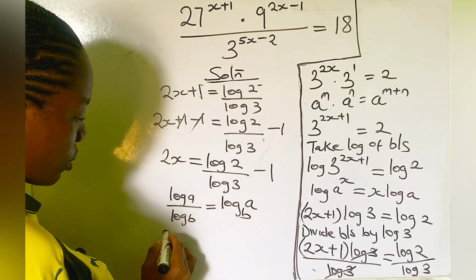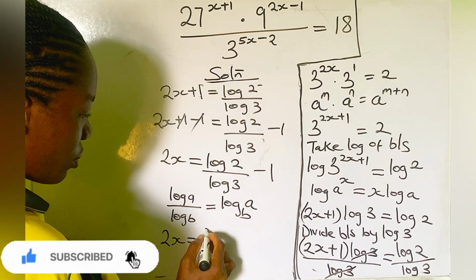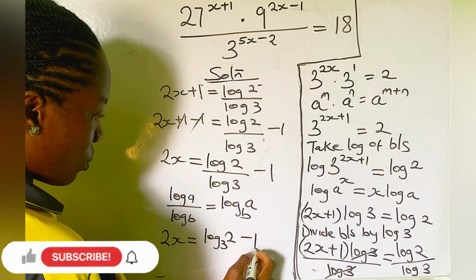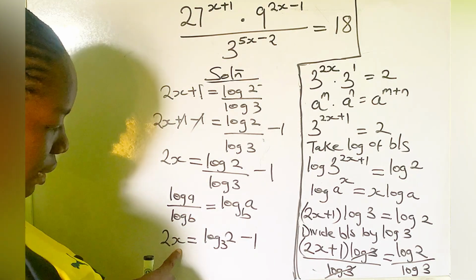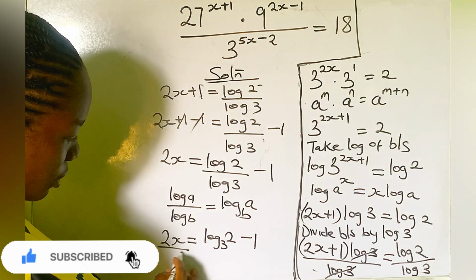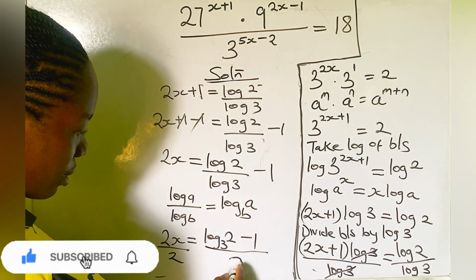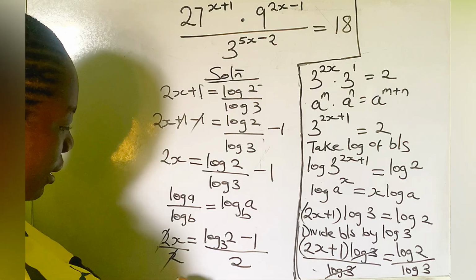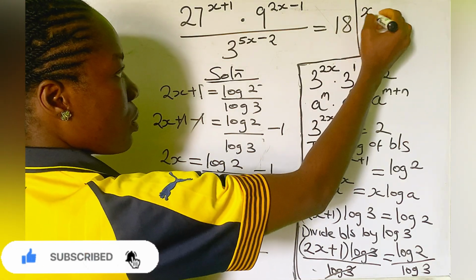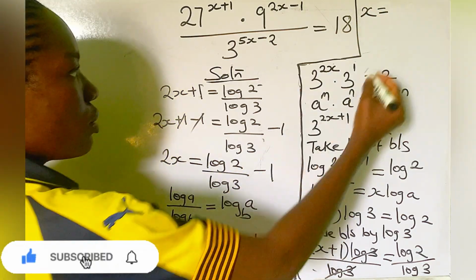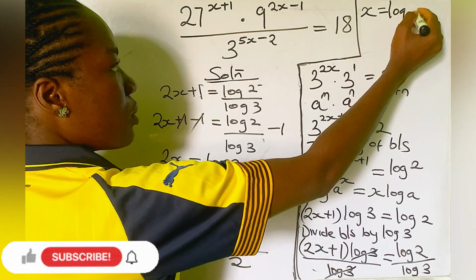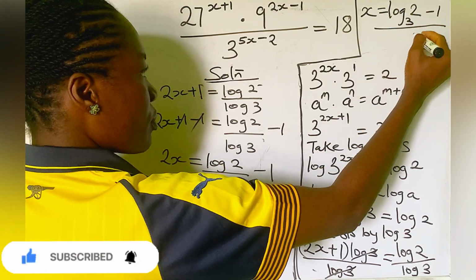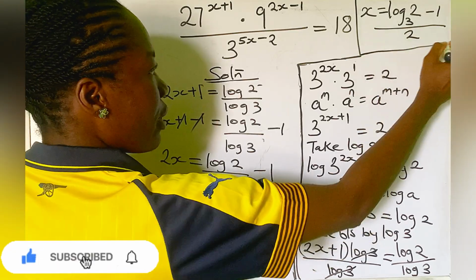So here it becomes 2x is equal to log 2 base 3 minus 1. We are looking for x, so let's divide both sides by 2. Divide here by 2, divide here by 2. 2 here 1, 2 here 1. So we have our x equal to log 2 base 3 minus 1 all over 2. That is the value of our x.